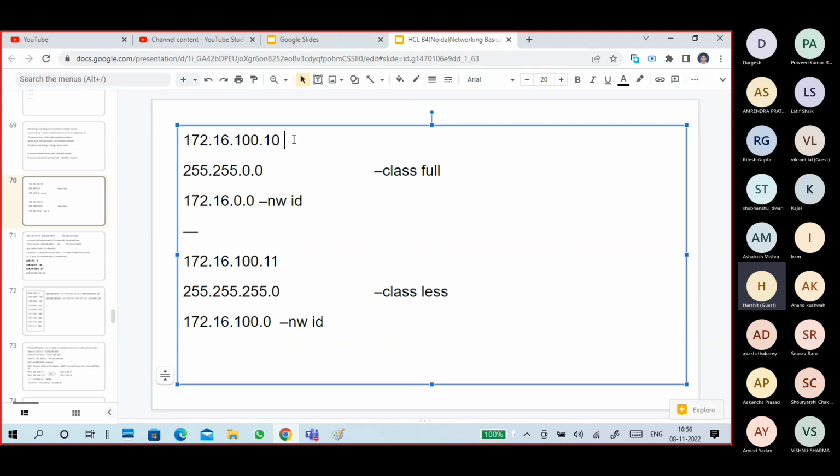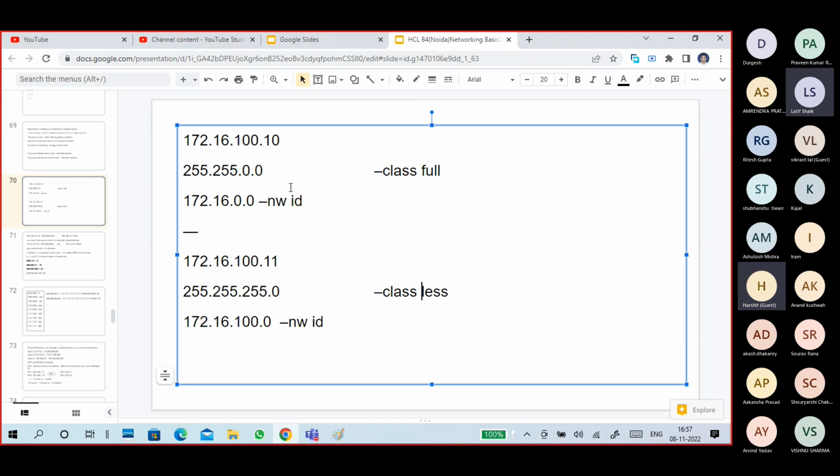Guys, see here. This is an IP address and its default subnet mask. This is the network ID we get by calculating using the AND operation. You have to convert everything into binary, then calculate the network ID. Here, same network, same IP address, but the subnet mask is different. Then when I calculate, my network ID is different. So it looks the same, but the network ID is different.